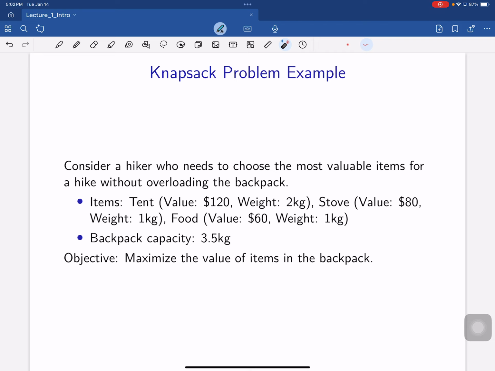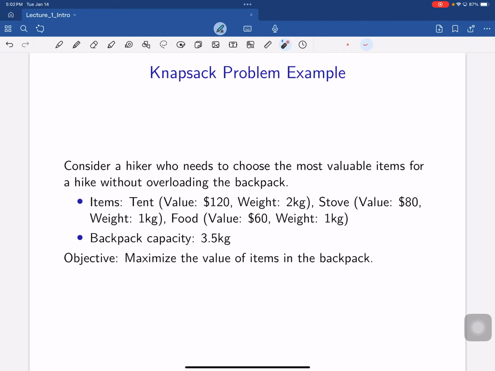We have tent, stove, and food. And the total backpack capacity is 3.5 kilograms. If you put all the 3 items, tent, stove, and food, you can do the calculation. It is greater than 3.5 kilograms, right? So you cannot put all the items in the backpack. Maybe before you travel, you will be solving a similar type of problem. You cannot put all the items you want to take in your luggage, right?